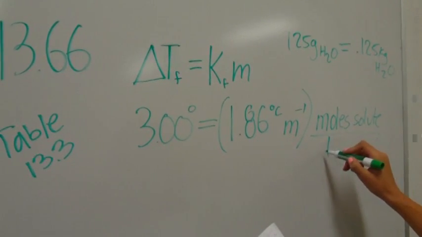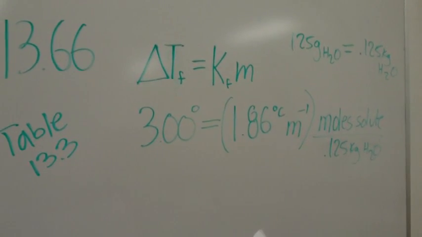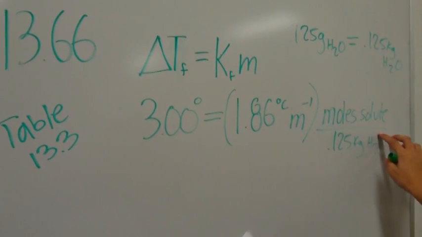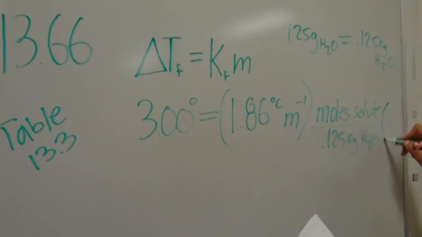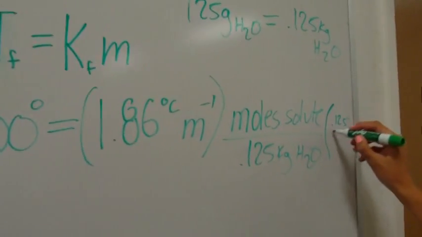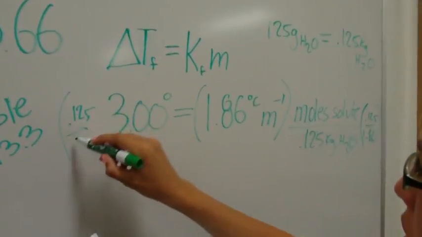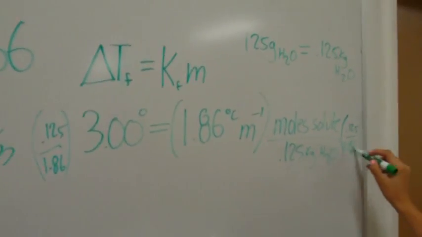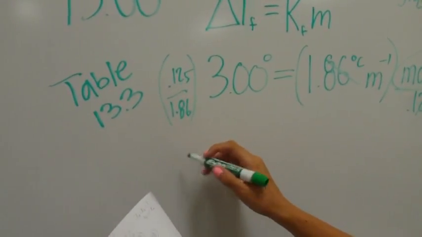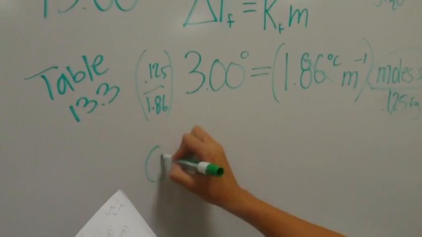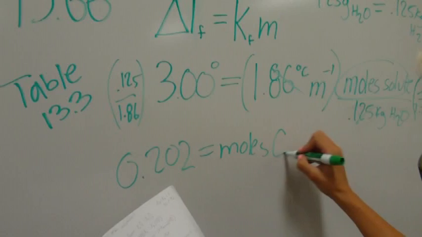So just using algebra, we can then solve for our moles of solute. So we just multiply this by 0.125 over 1.86, and multiply this side by the same. These cancel out. These cancel out. We're left with moles of solute on this side. And then when you plug all that into a calculator, you end up with 0.202 for your moles of sucrose.